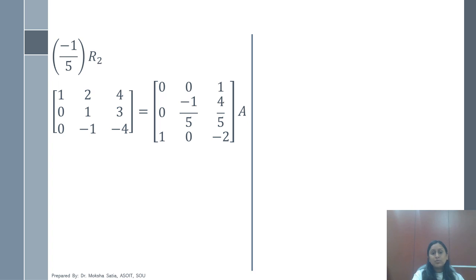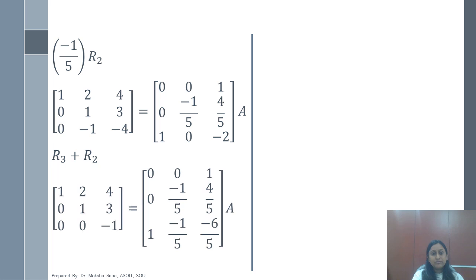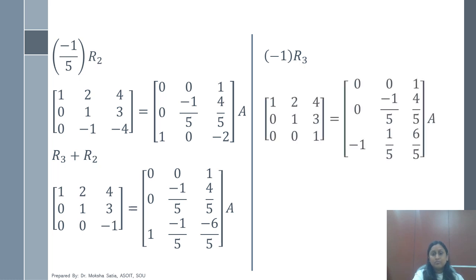Now this makes this one a leading one for row 2. Now we need to make 0 instead of this minus 1, and that's why we need to apply the operation R3 plus R2. This will change the third row itself, which will be 0 0 minus 1 and 1 minus 1 by 5, 6 by 5. So here we have the leading one for the first and second rows, and we have minus 1 in the last row. So for the leading one in the last row, we need to multiply it with minus 1. So minus R3 will give 0 0 1 and minus 1, 1 by 5 and 6 by 5 on the right hand side for the third row.